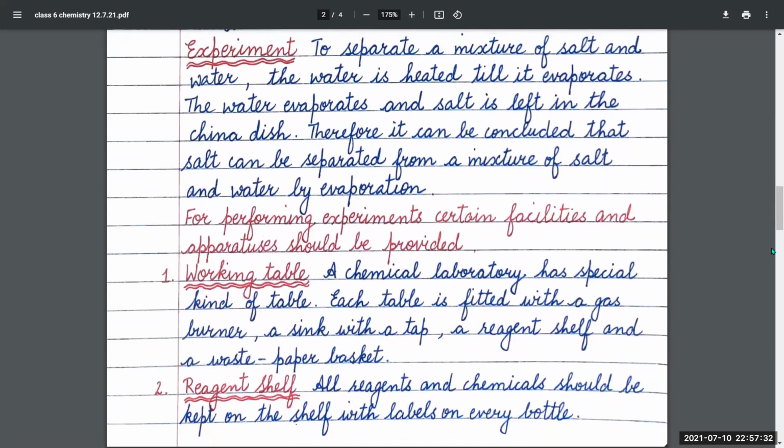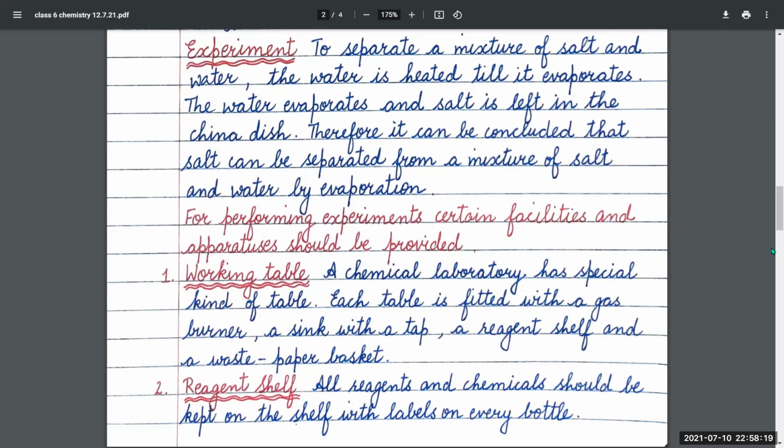Now, the experiment. To separate a mixture of salt and water, the water is heated till it evaporates. The water evaporates and salt is left in the china dish. Therefore, it can be concluded that salt can be separated from a mixture of salt and water by evaporation. Therefore, we can say that observations and experiments help us to draw scientific conclusions.